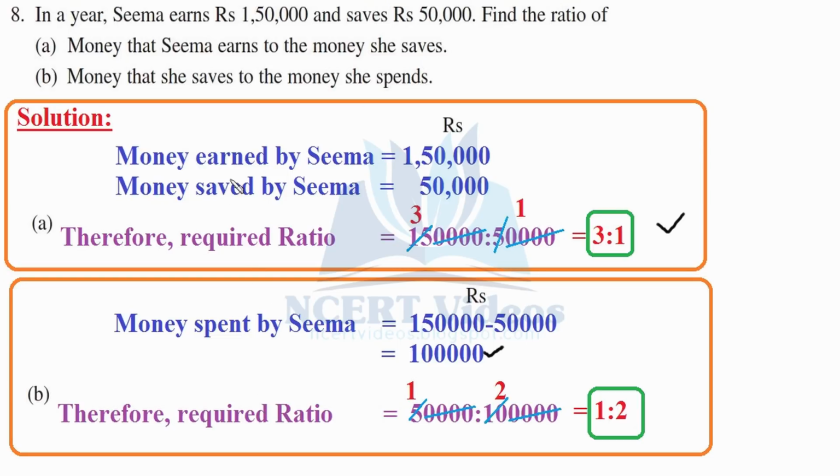That is, she saves 50,000 to she spends, that is 1 lakh. It is very clear, you can do it mentally as well. 1 lakh is twice of 50,000. So 1:2 is your required ratio. Or you can do it by other ways, by deducting zeros as well.